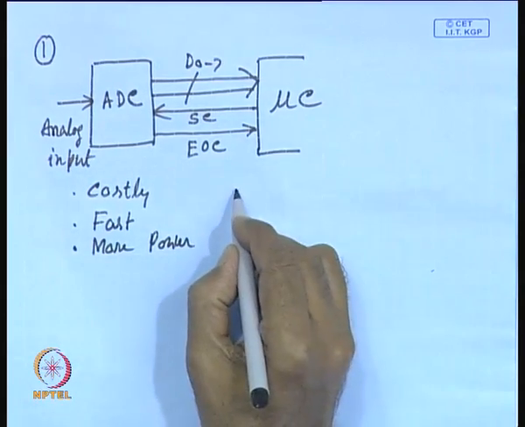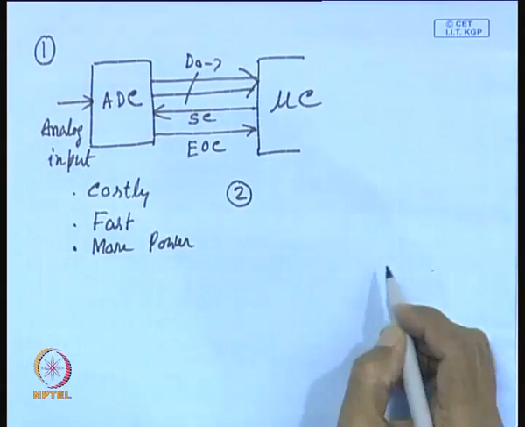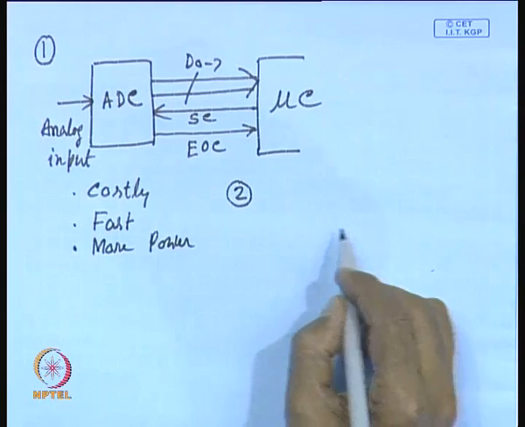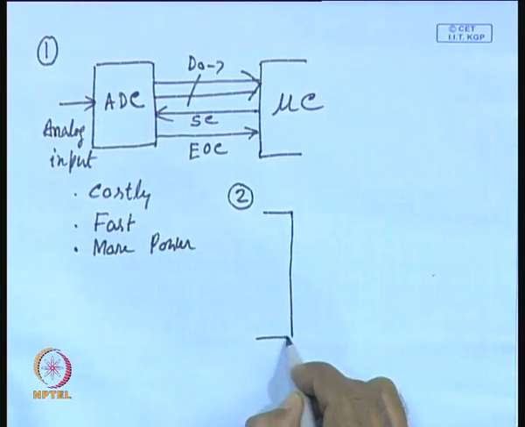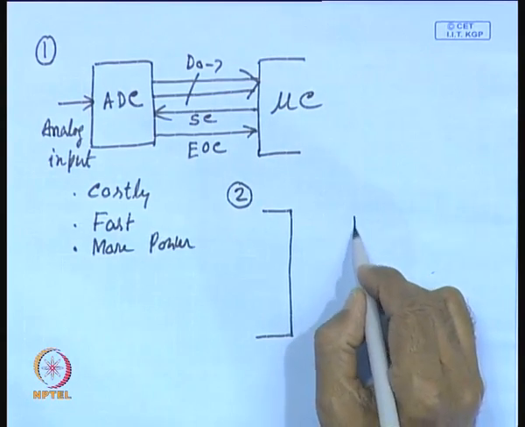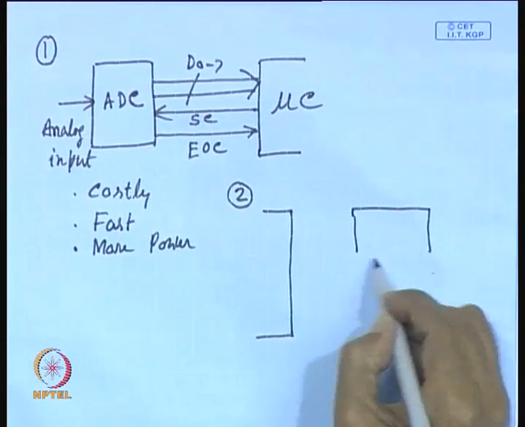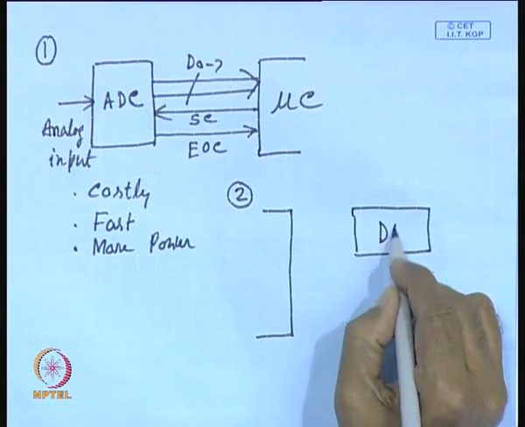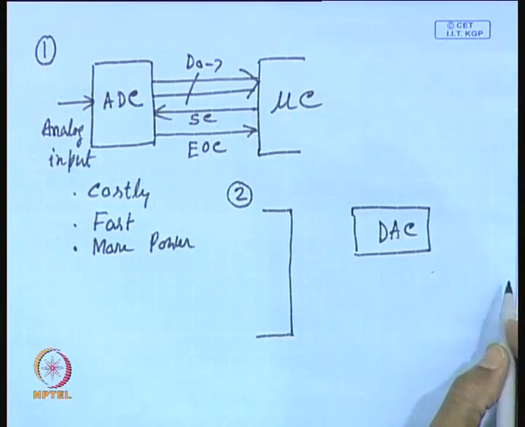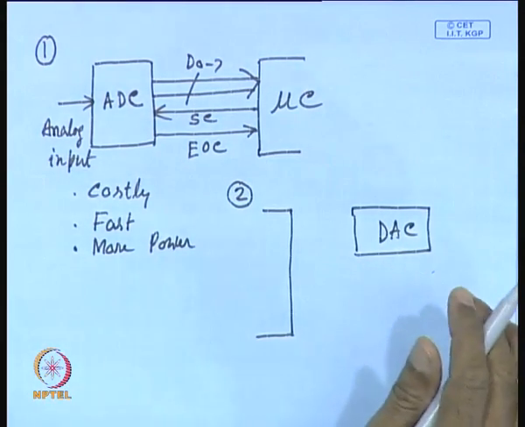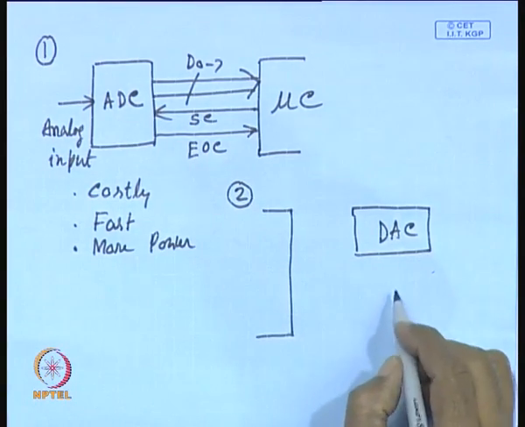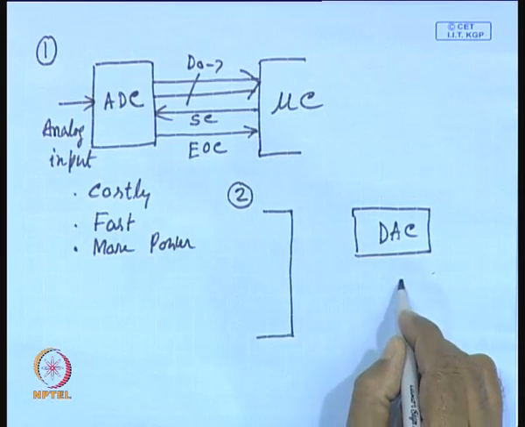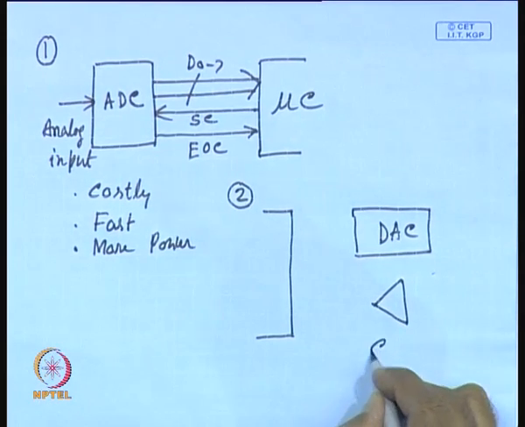Another implementation technique is that you can realize an analog to digital converter function with the help of a digital to analog converter. You can interface one digital to analog converter, and then of course, you will require some additional hardware, that is your comparator.